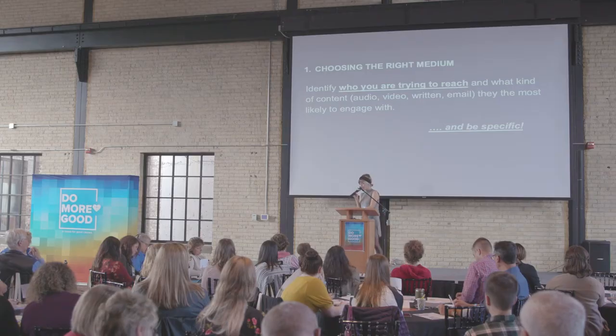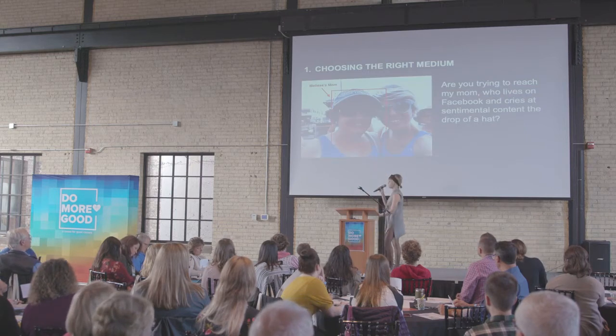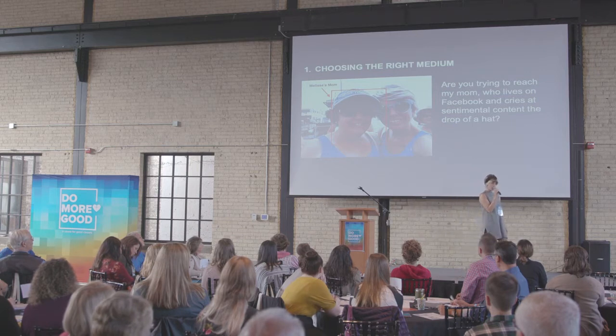And when you're thinking about the person you want to reach, you want to be as specific as possible about who this person is, what their preferences are, what their name is, where they're from, what they do, what they care about, everything. So for example, are you trying to reach my mom who watches sentimental videos on Facebook and cries all the time, lives on Facebook? That's my mom. Don't tell her that I put her in this.